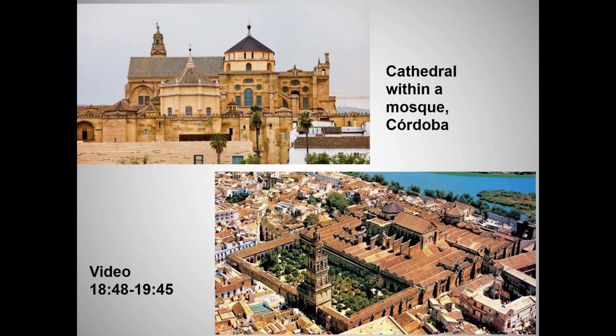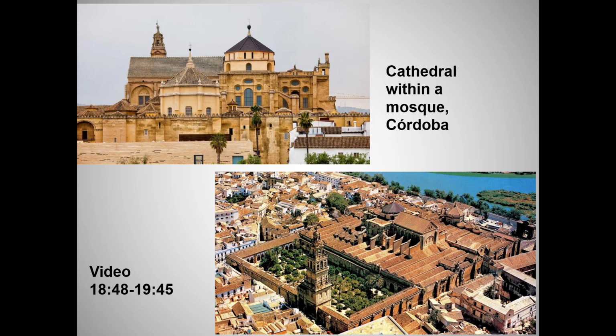The Christians reconquered Cordoba in the 13th century. In 1236, the mosque was reconsecrated as a cathedral. Mainly, the openings leading from the patio courtyards were closed, and some Christian chapels were inserted. The minaret was also converted into a bell tower, as you see.